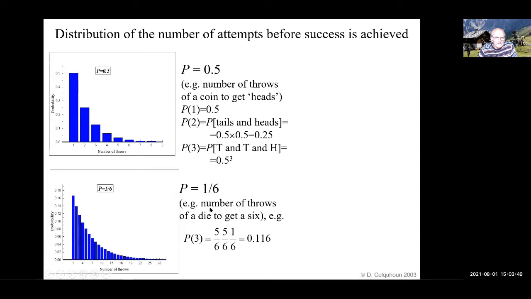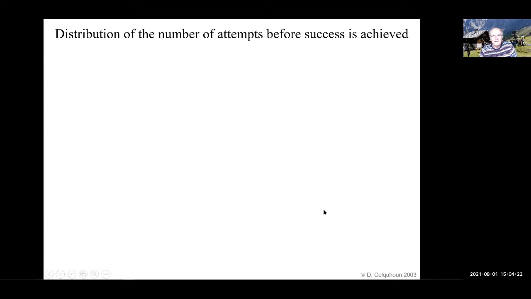How many times do you have to throw the die to get a 6? Well, the probability that you get a 6 at the third attempt, for example, is 5/6, that's the probability of not getting a 6, times 5/6, the probability of not getting a 6 again, and then 1/6, the probability of getting a 6. That's 0.116. And if you plot a histogram there, each bin is 5/6 of the height of the previous one, and it already looks quite like an exponential curve.